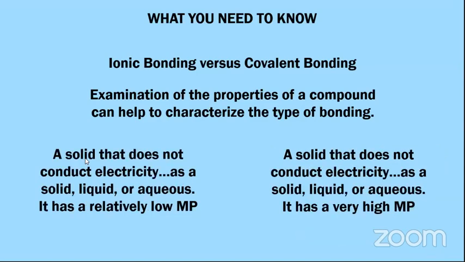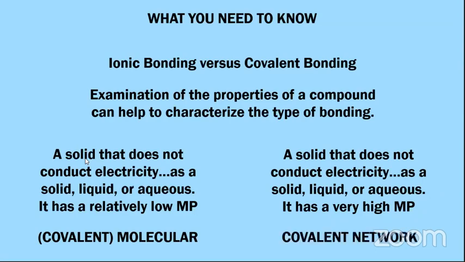Other properties that might give you a clue about the type of bonding: if a solid does not conduct electricity in any phase, solid, liquid, or aqueous, and has a relatively low melting point, so something like water, that would be molecular or covalent molecular. And a solid that has all those properties about not conducting electricity, but actually has a very, very high melting point, that would suggest covalent network.